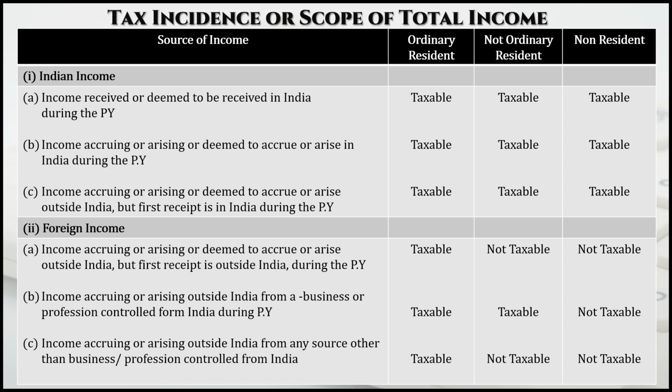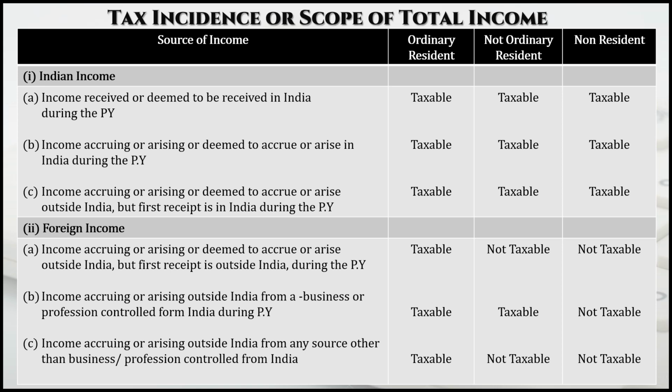The second type of Indian income is the income accrued or arising or deemed to accrue or arise in India. That is, you have done the work here and it's going to arise inside the country. So if you've done the job here and you're expecting some kind of salary or income to be earned inside India, it's going to be taxed for all the three. Okay, so that is the second type.